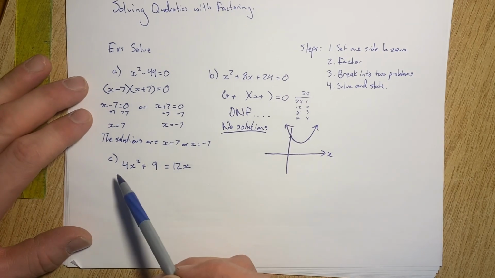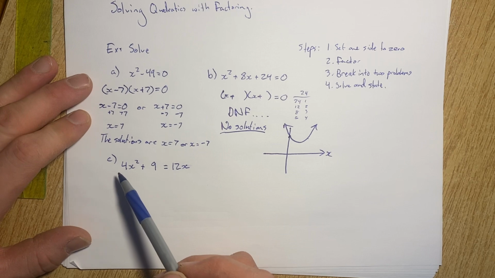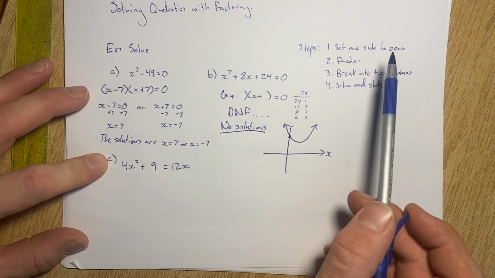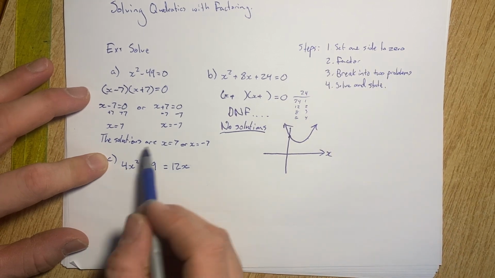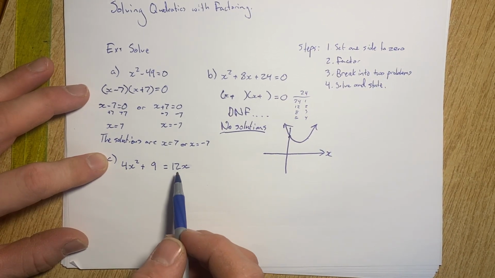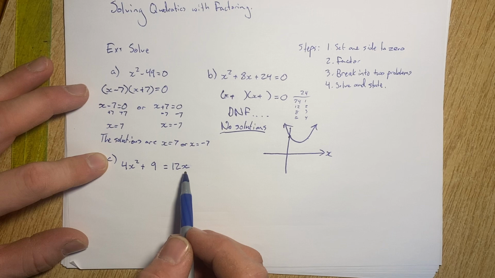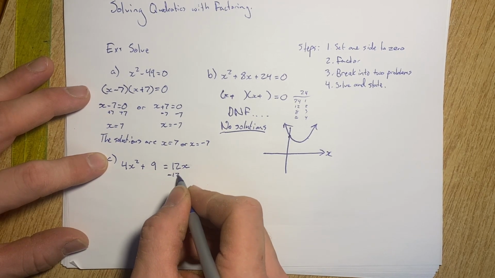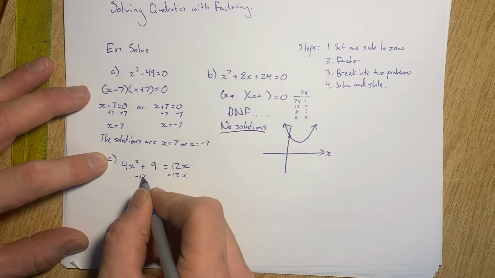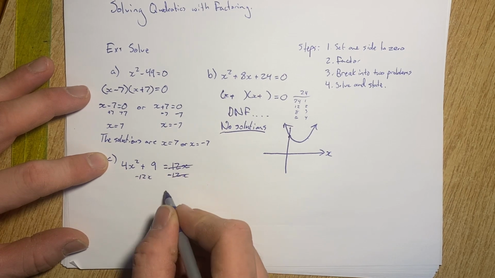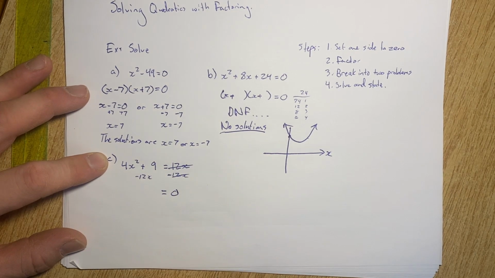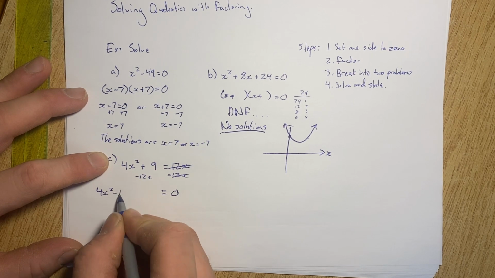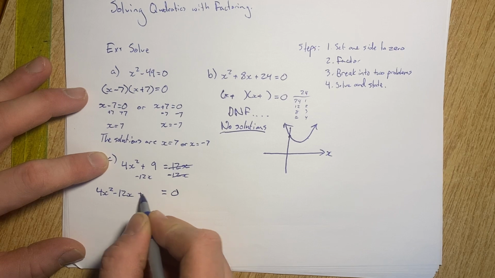Now let's take a look at example 3. Or C, I suppose. Example C, we have to go back to our start and we say set one side equal to 0. Well, I don't have one side equal to 0, but I only have one term on the right, so I think I'm going to move it over. So I'm going to write this by subtracting 12x from both sides. Those will cancel, and I'll be left with 0 on the right-hand side. On the left-hand side, I'll be left with 4x squared minus 12x plus 9.